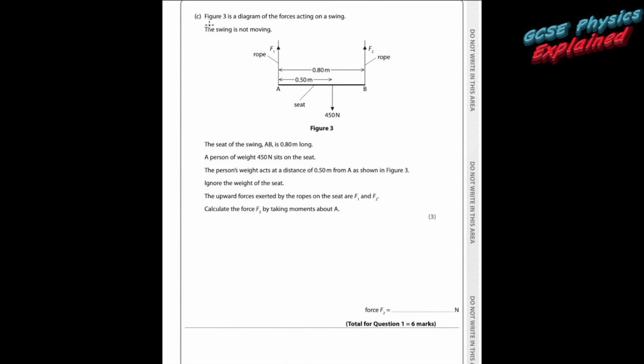Question C. Figure 3 is a diagram of the forces acting on a swing. The swing is not moving. The seat of the swing, AB, is 0.8 metres long. A person of weight 450 newtons sits on the seat. The person's weight acts at a distance of 0.5 metres from A, as shown in figure 3. Ignore the weight of the seat. The upward forces exerted by the ropes on the seat are F1 and F2. Calculate the force F2 by taking moments about A.